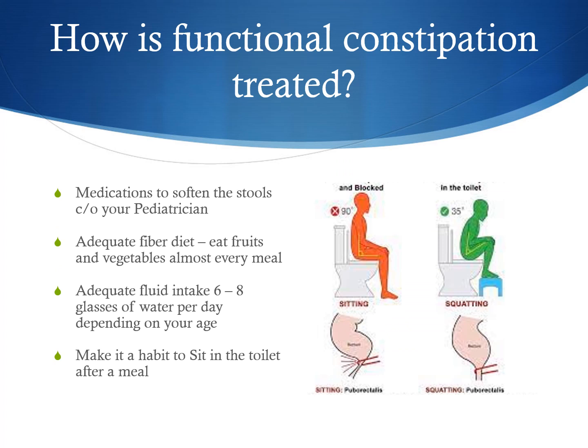So how is functional constipation treated? You can see your pediatrician or doctor so that he or she can prescribe medications to soften the stools. At home, you need an adequate fiber diet. You should eat fruits and vegetables almost every meal. You should have adequate fluid intake, 6 to 8 glasses of water per day depending on your age. And it is always good to make it a habit to sit on the toilet after a meal with a footstool under your feet. As you can see in this diagram, putting a footstool under your feet while defecating straightens the rectoanal angle in order for the stool to have a straight path in going out.